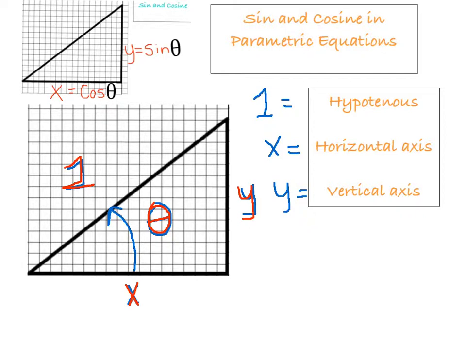Remember, when we have a triangle, there's always a hypotenuse. And for projectiles, this hypotenuse will always equal 1. And x will be the horizontal axis, and y will equal the vertical axis. This symbol here represents this angle, and it is called theta, a Greek symbol.